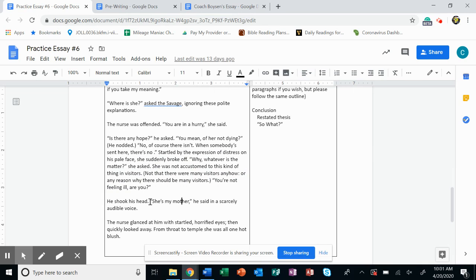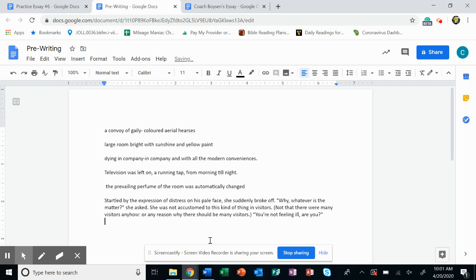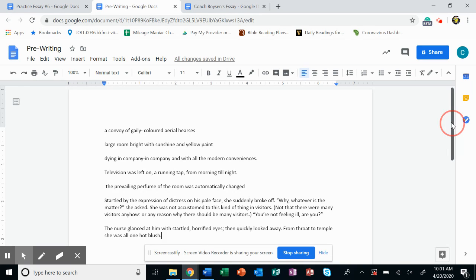Okay. And then he says, she's my mother. And the nurse glances at him. I'm going to pull that whole thing too. I'm not going to use the whole quote, but I'm going to deal with it. I'm going to break it up over here. Okay. So now let's see what we can do to break these things down.